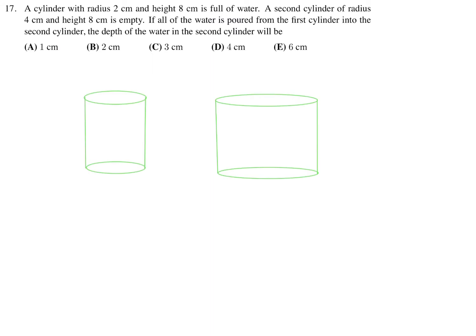Here are our two cylinders. The first one has a radius of 2 and a height of 8, as they state in the question. The second one has a radius of 4, and its height is also 8. And the first one is the one that they fill with water. So all of this is water.